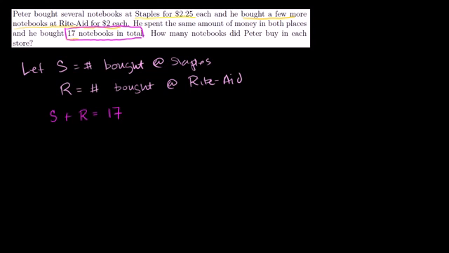And we also know that he spent the same amount of money in both places. So at Staples, how much did he spend? He bought S notebooks for $2.25 each. So $2.25, let me write it this way.